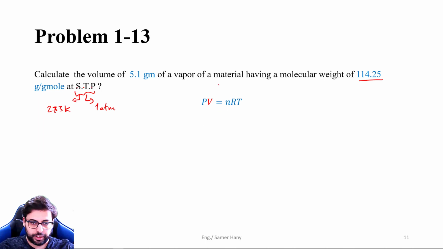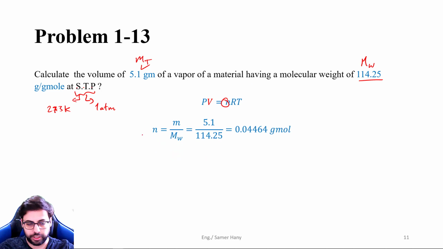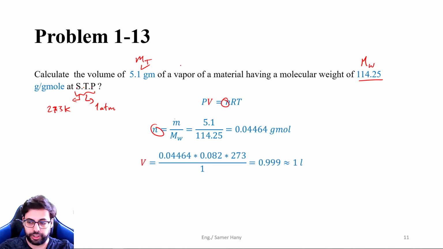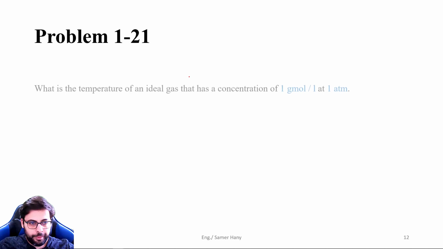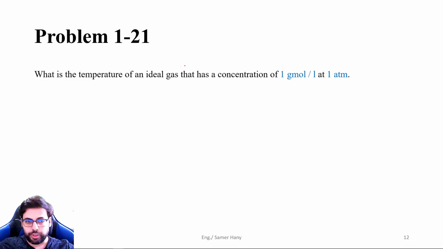So we want to get this volume, but we don't have the number of moles ready yet, but we have the grams, which is the total mass, and the molecular weight for that gas. We can easily get the number of moles by dividing the total mass by the molecular weight, and then substitute in the ideal gas law to get the volume for that gas.